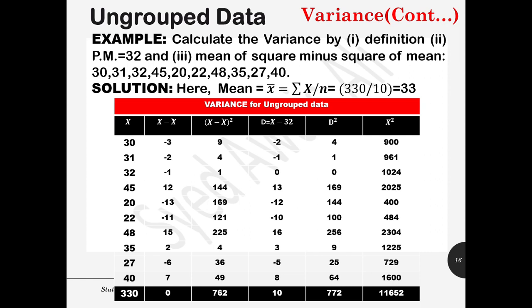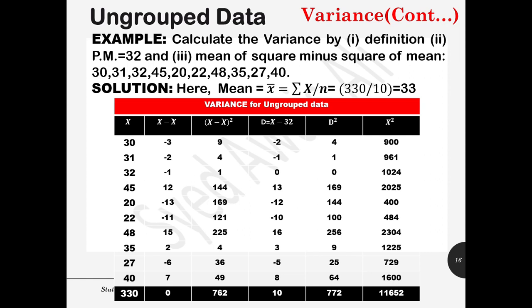So moving toward our fourth column, that is D. D is equal to x minus provisional mean, that is given in our question, that is 32. So 30 minus 32 will be minus 2, 31 minus 32 will be minus 1, 32 minus 32 will be 0, and then we have to find square of D. D square is equal to 4, 1, 0, 1, 6, 9, 1, 4, 4, 1, 0, 0, 2, 5, 6, 9, 25, 64. Then we have to find the sum, summation D square.